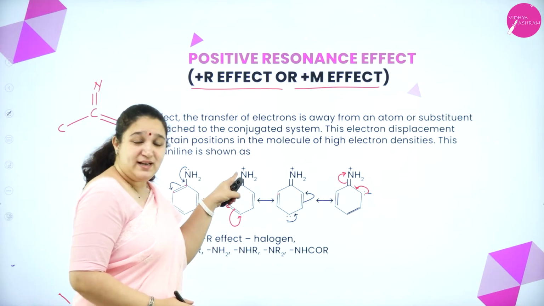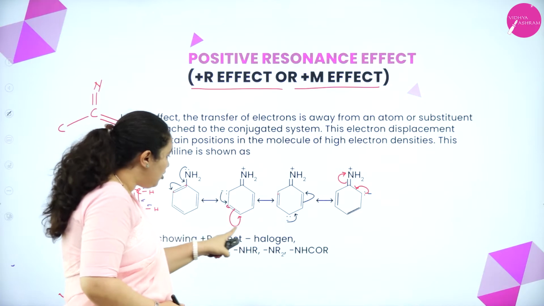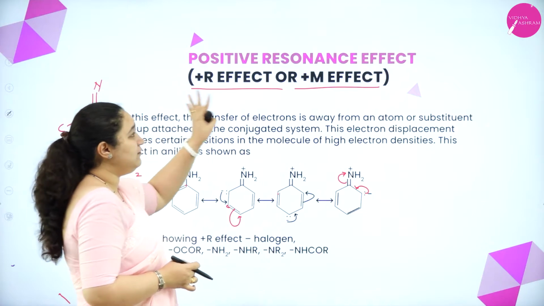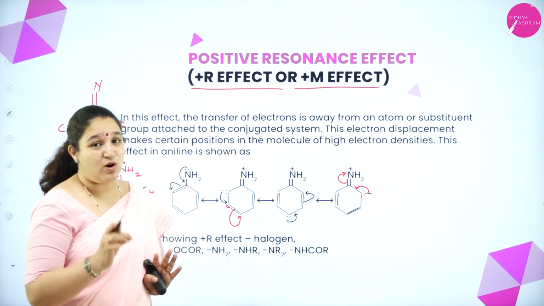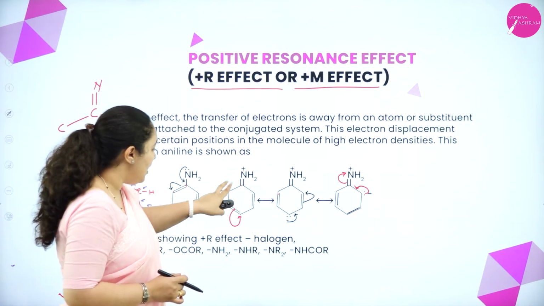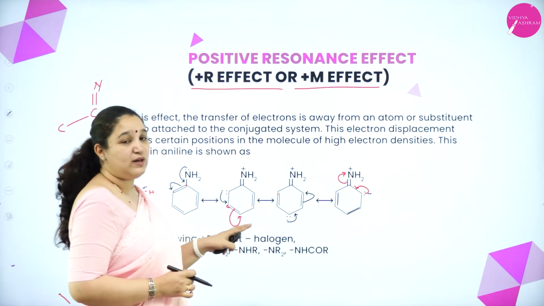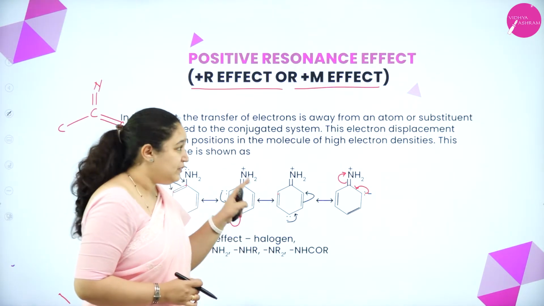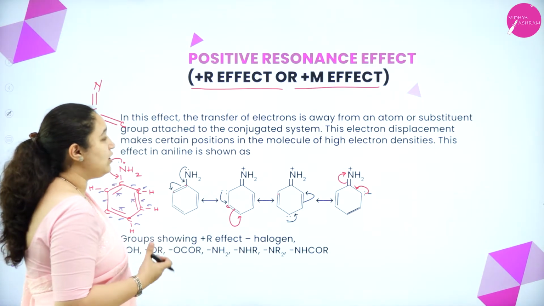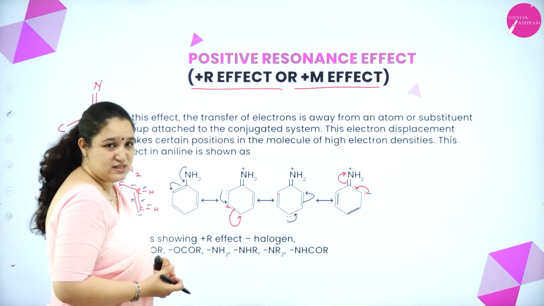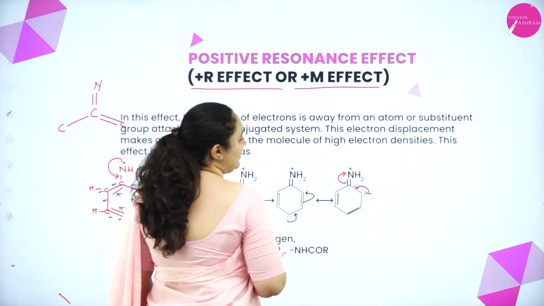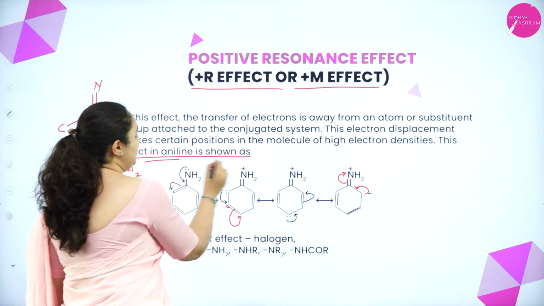And the substituent has got the positive charge and the electrons are moving around in the benzene ring. That time we call it positive resonance effect. The substituent shows the positive charge and the negative charges are moving around in the benzene ring. Remember that. Now, in this effect, the transfer of electrons is away from an atom or a substituent group attached to the conjugated system. This electron displacement makes certain positions in the molecule of high electron density. This effect in aniline is as shown.